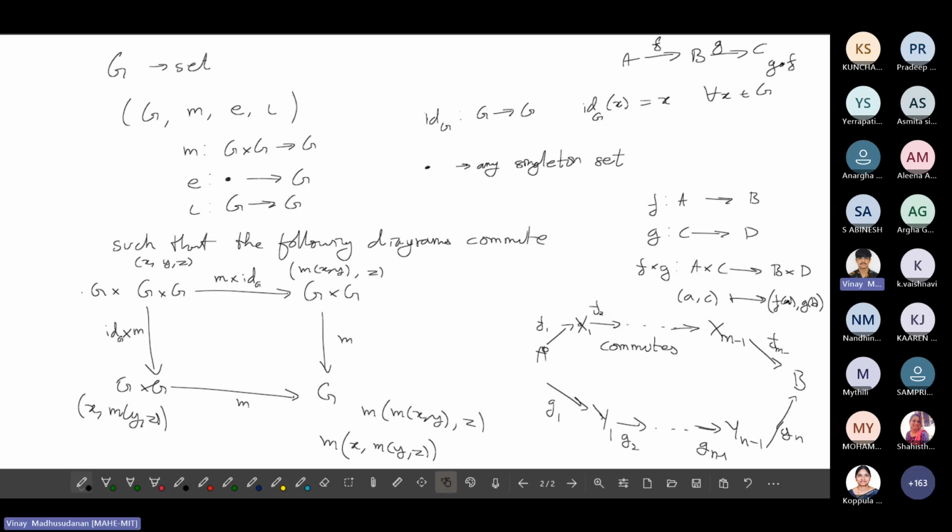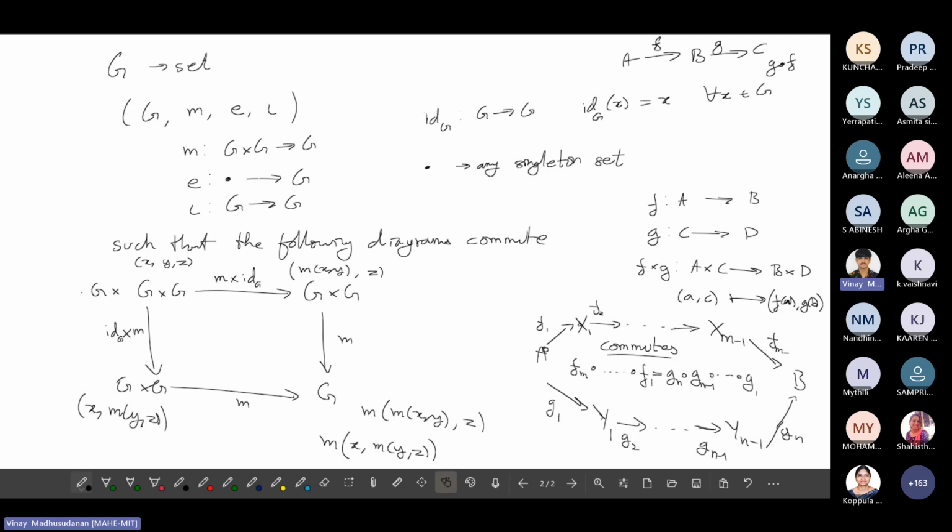Okay, so here you will get Fm after Fm minus 1 etc. after F1. And this is another way to go from A to B, that is Gn after etc. G1. So the meaning of saying that the diagram commutes is saying that these two compositions are equal.